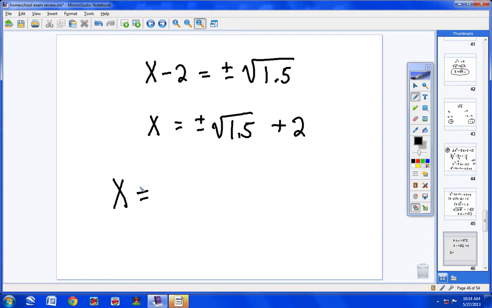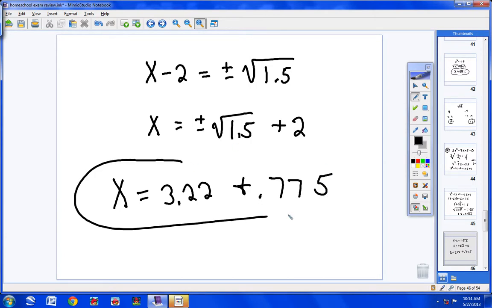I'm going to take a positive square root of 1.5 plus 2, and you get 3.22. And then, guys, I've got to take a negative square root of 1.5 plus 2. And you'll get 0.775. Now, Matthew, you need to practice this and make sure you know how to type this in correctly into your calculator. That's very, very important.